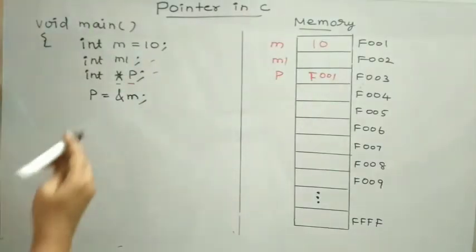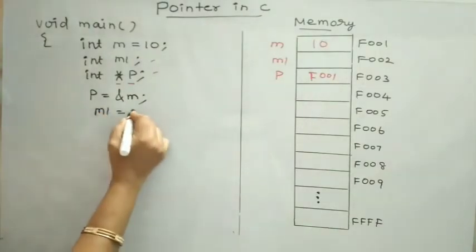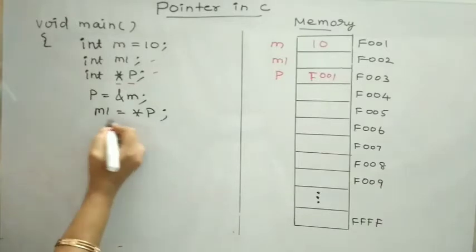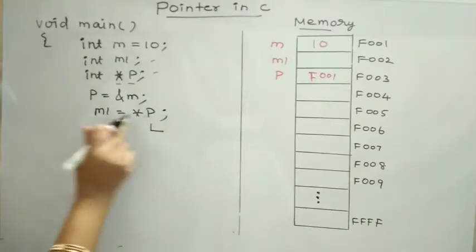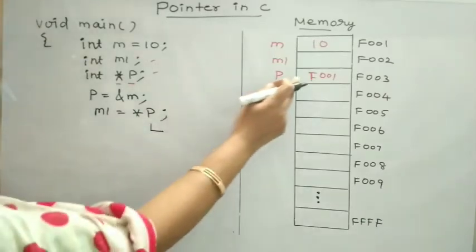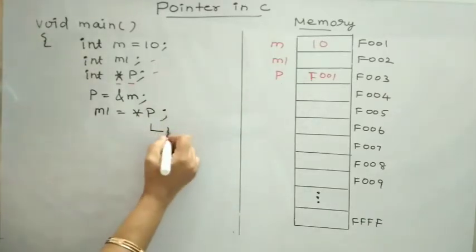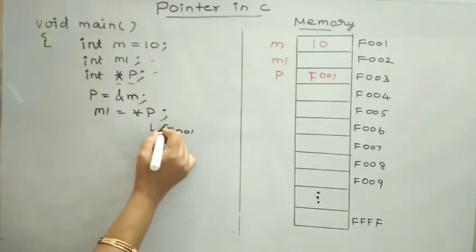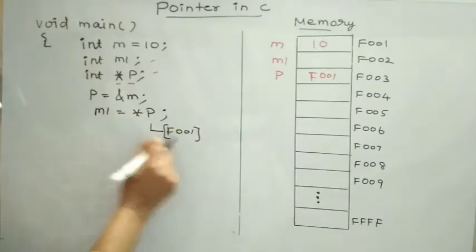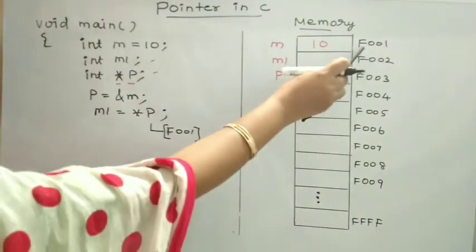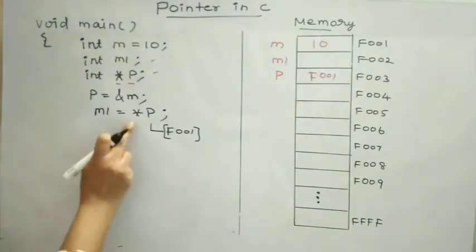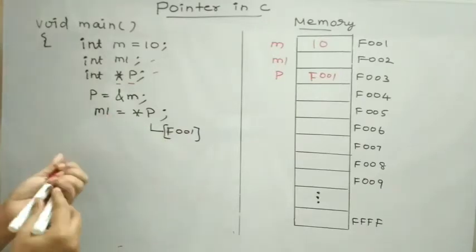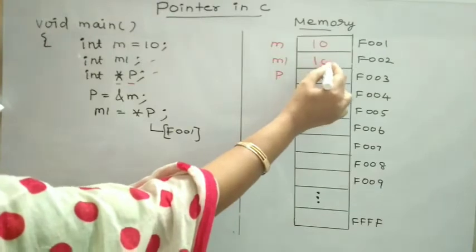The next assignment statement is m1 = *p. I am using the indirection operator in this assignment statement. What does it specify? First, what is the value of p? The value of p is F001. Pointer variable p is holding a memory address. The indirection operator is going to get the content of F001. What is the content of F001? The content of F001 is 10. So the indirection operator fetches the content of this memory address, that is 10. 10 is assigned to m1. Now m1 takes the value 10.